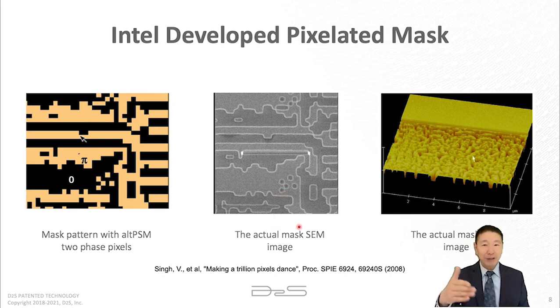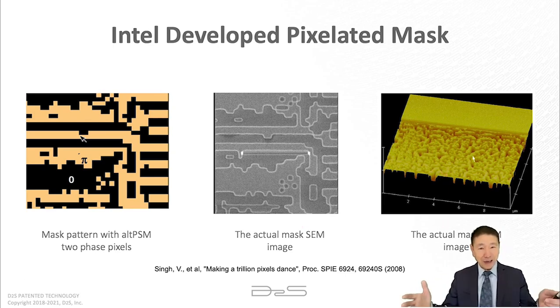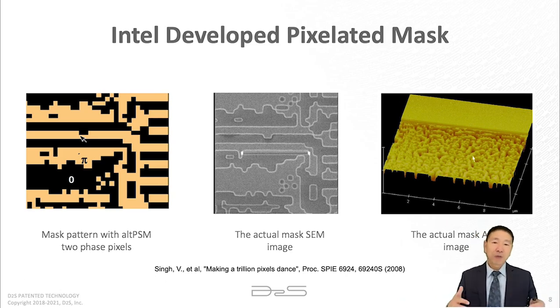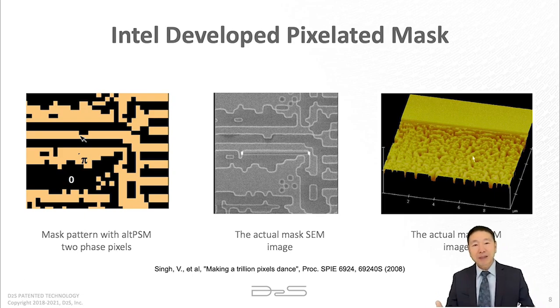So they developed the mask 3D model for that. And also it's really challenging for inspection. As you can imagine, if you do a high resolution mask plane inspection, you just see a transparent glass. That's why they have to work with Applied Materials to use aerial image mask inspection to solve this problem.